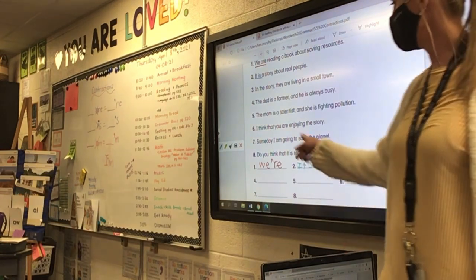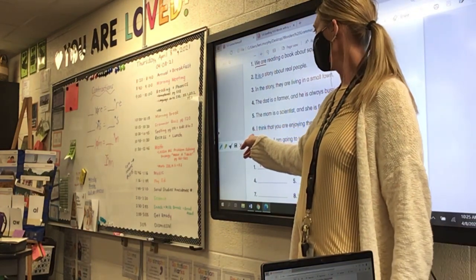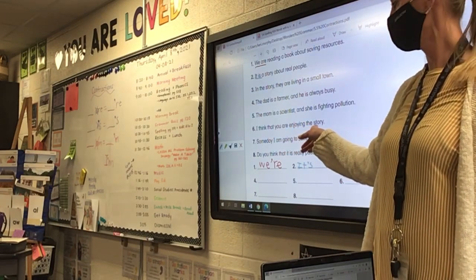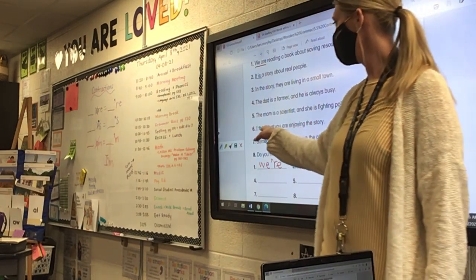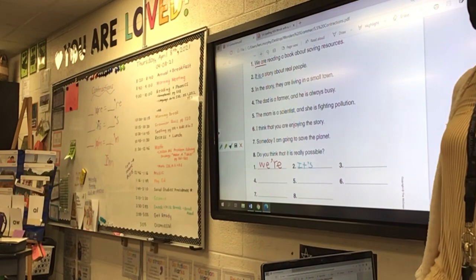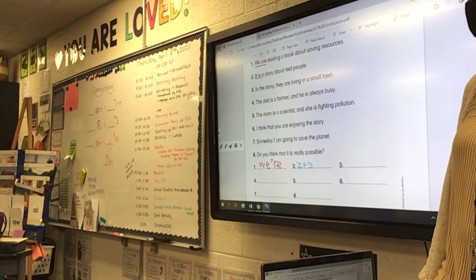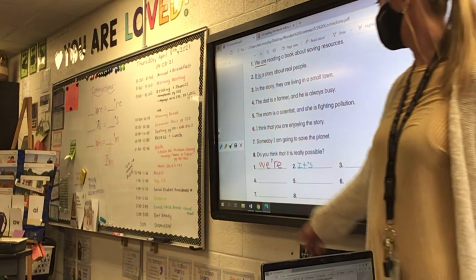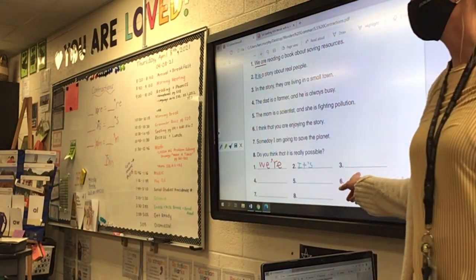All right, we're on number 6. I think that you are enjoying the story. So look at this sentence. There's 2 words you can put together to make a contraction. Underline the 2 words and then write the contraction down on number 6.